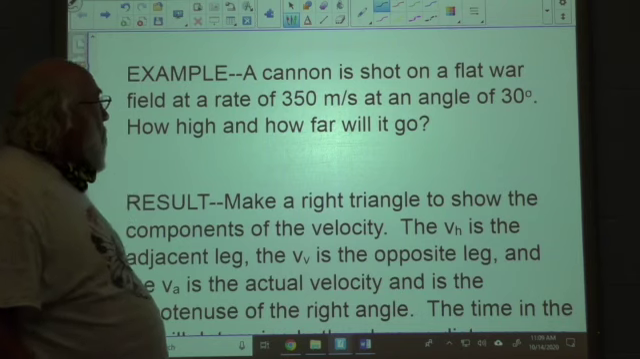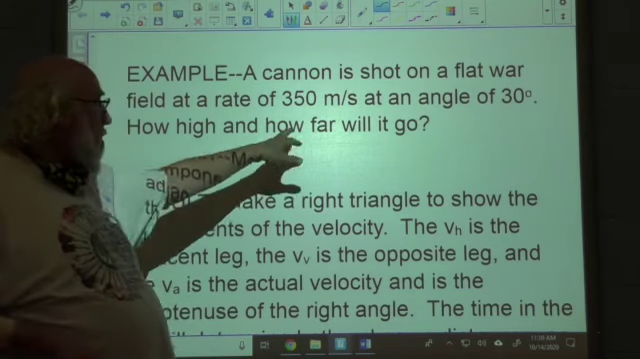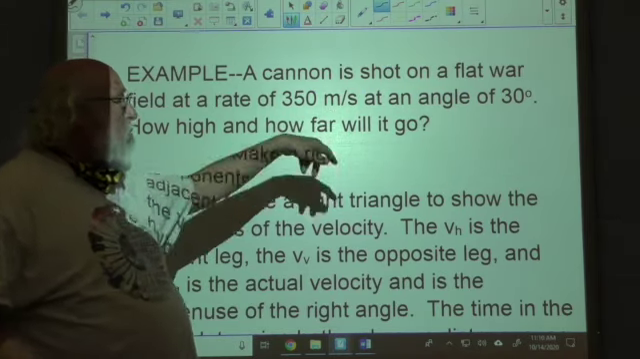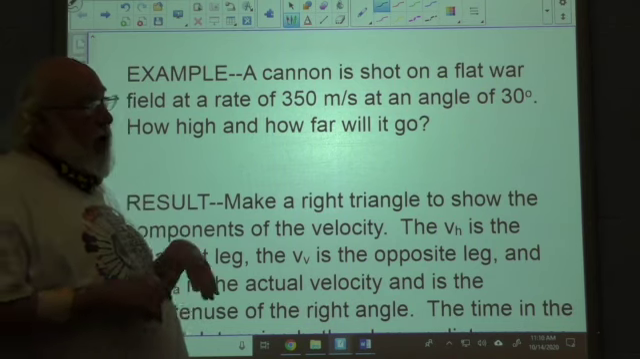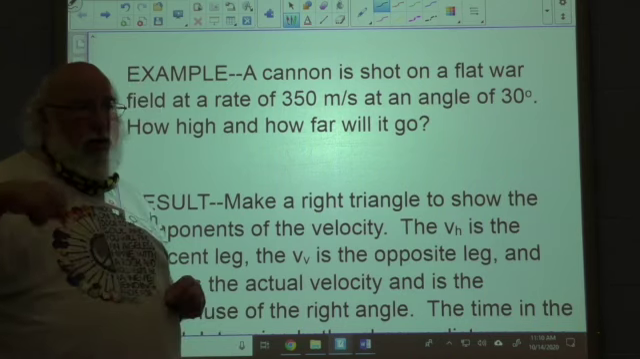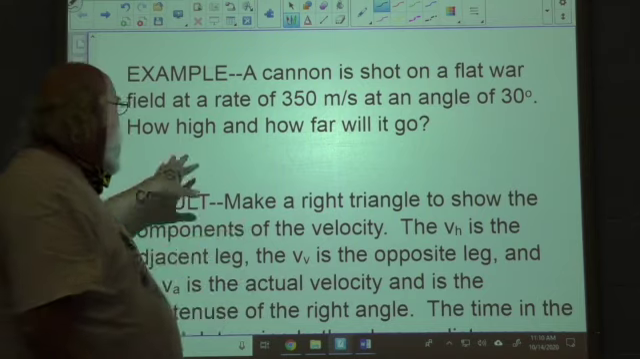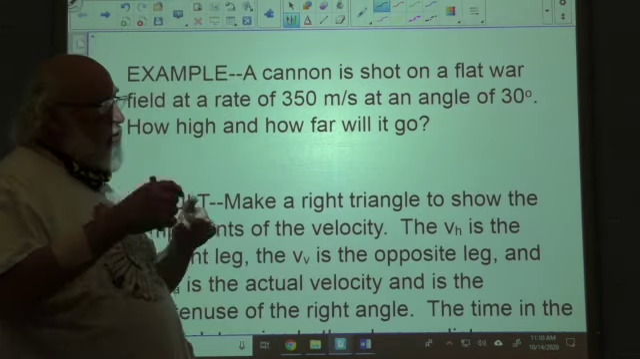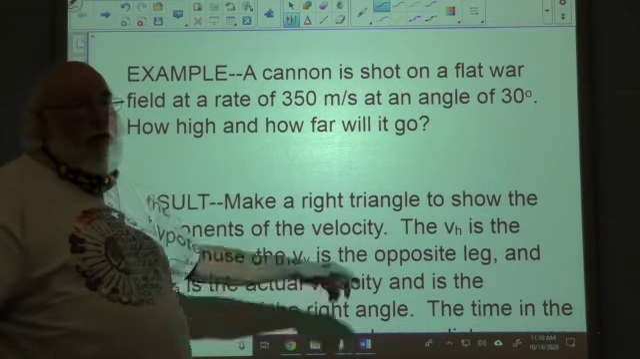First one, the cannon is shot on a flat surface at 350 meters per second at an angle of 30 degrees. How high and how far will it go? We do need the time, and I'm not asking specifically for the time, but you have to figure it out for this. The difference from the last one we did, but similar to the first one, is I want to find out how high it's going to go. And the second part, the same as the last one, is how far will it go.